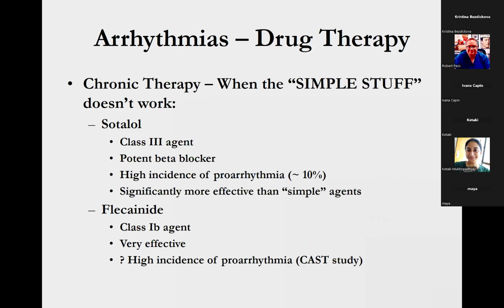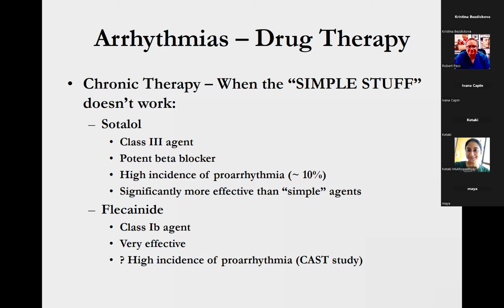When those simple agents, beta blockers, digoxin, verapamil, are ineffective, we typically then ratchet it up and go to the more complicated agents, and we'll discuss each of these each week for the next couple of weeks. I'll present one antiarrhythmic agent a week. But just as a general summary, sotalol is a very commonly used agent.